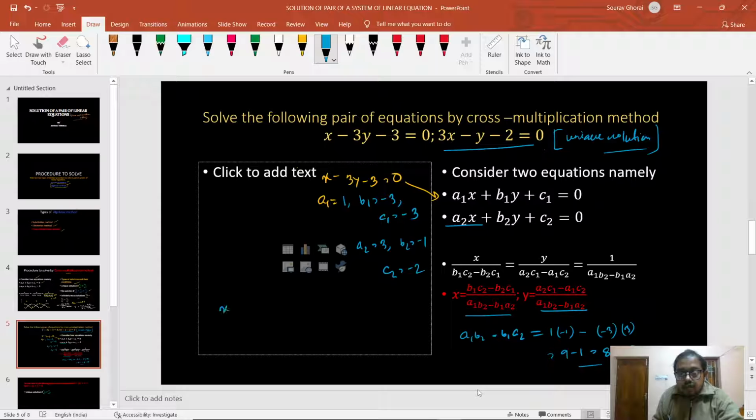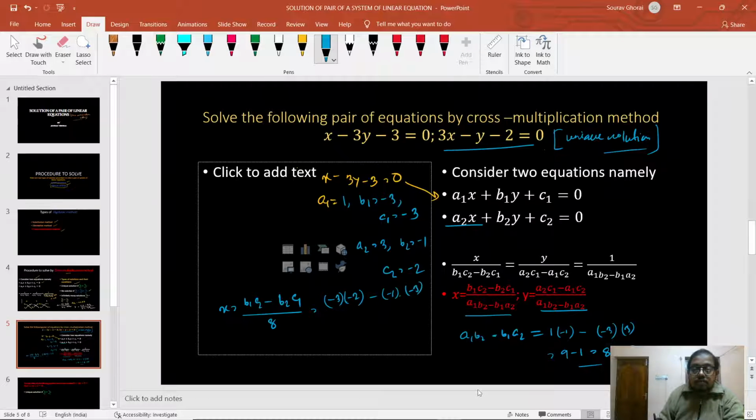So now let us find the values of x and y. We know that x is equal to b1c2 minus b2c1 by 8. The value of b1 is minus 3, the value of c2 is minus 2, minus the value of b2 which is minus 1, and the value of c1 is minus 3, all divided by 8. From here we get 6 minus 3 by 8, so the value of x is 3 by 8.